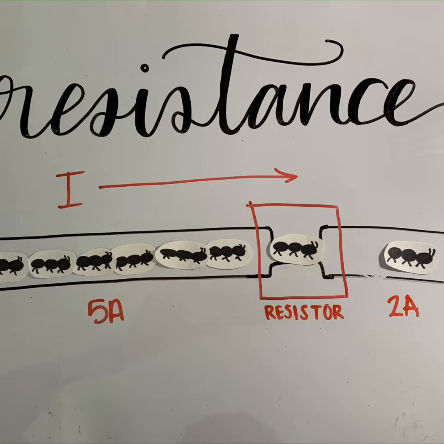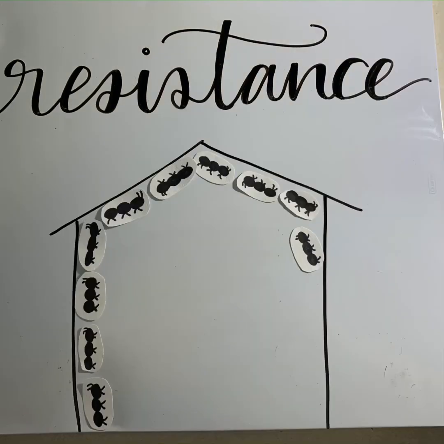Notice there are fewer ants after the resistor. As we will learn, resistance is related to voltage and current, and its job is to alter current. This is useful in real life because it allows us to control the voltage and current in a circuit system. This stops the system from overheating.